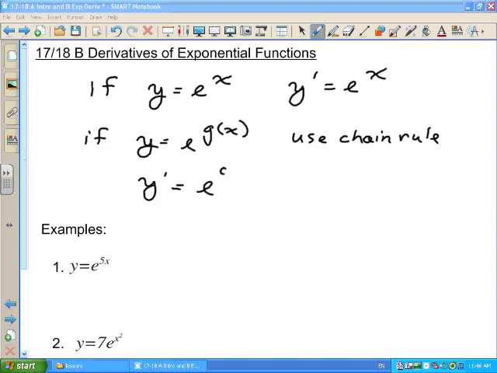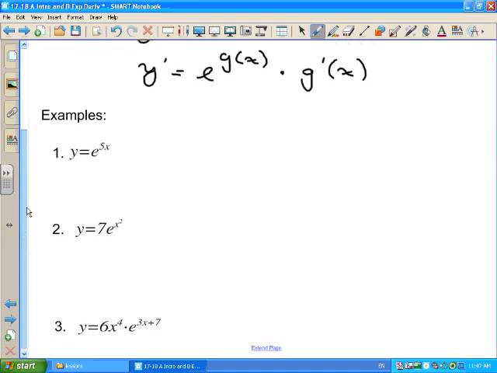So we do our original function, e to the g of x. Okay? And then we multiply that by the derivative of our inner function, which is g of x. So we just multiply this by g prime of x. Okay? So it's our original function, whatever we see, multiplied by the derivative of what is in the exponent. Okay? So let's take a look at a couple of examples here.